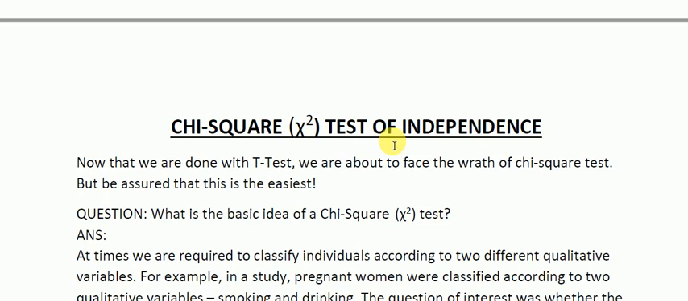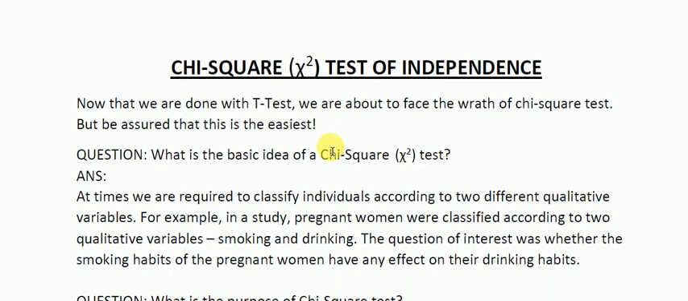So the full name for chi-square test is the chi-square test of independence. So let's see what the chi-square test is. Before that, we have already covered the t-test, and last year we covered the z-test. So this one is the last of the tests that we have to cover. So the chi-square test. What's the basic idea of a chi-square test?